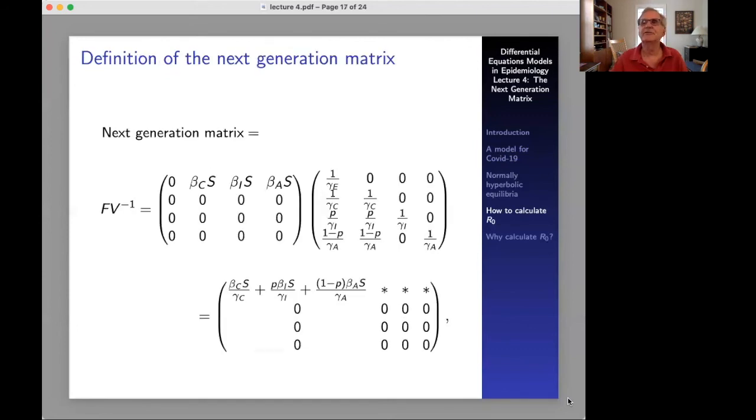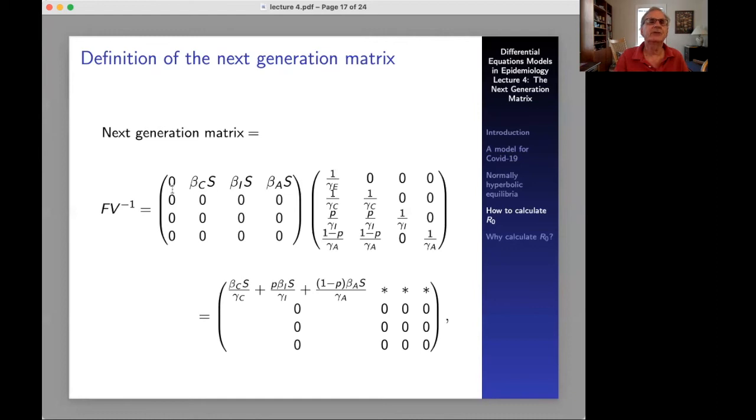So now we're ready to define the next generation matrix with all that preparation. The next generation matrix is simply the product F times V inverse. Here's F. Here's V inverse, familiar from the previous slides. And now let's multiply them out. These 3 rows are going to turn out to be just rows of zeros because of the 3 rows of zeros here. What about the first row?